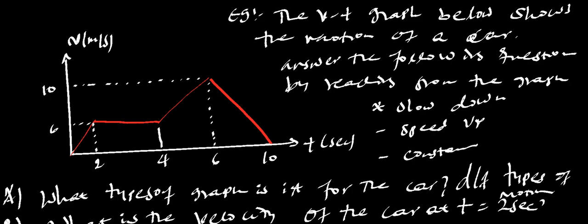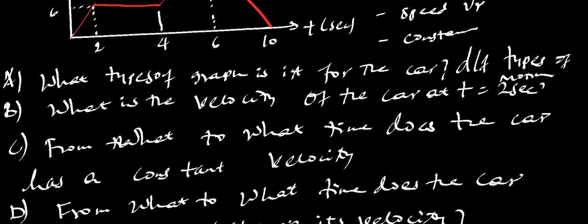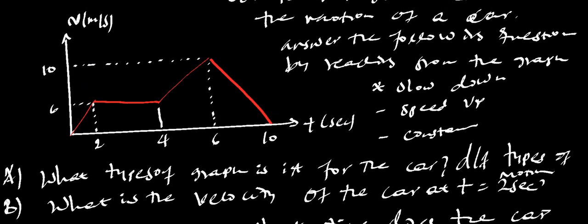B, from the graph, what is the velocity of the car at 2 seconds? Let me show you. At 2 seconds, here. The velocity of the car at 2 seconds is, from the graph, 6.